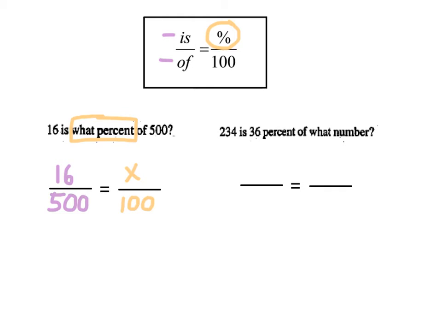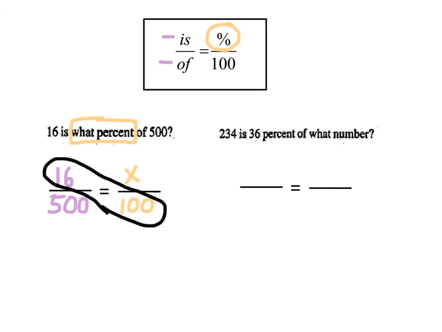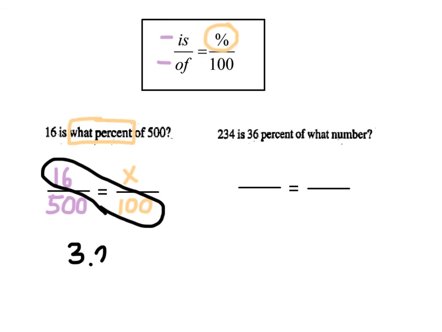Now we need to use our skills of solving proportions. We're going to multiply 100 by 16 and divide by 500. This is going to give us a percent of 3.2. So the fraction 16/500ths is really 3 2/10%.